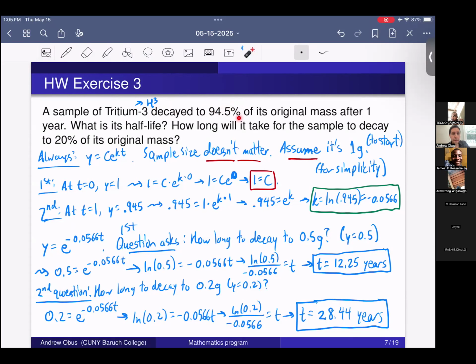Okay, I understand. Right, so it's this word "decay" right here. Yeah, that's a good question, because if it lost 94.5% after 1 year, then these answers wouldn't make any sense. The half-life would be much shorter. But it actually only lost 5.5% after 1 year, and what was left was 94.5%. All right. Any other questions?